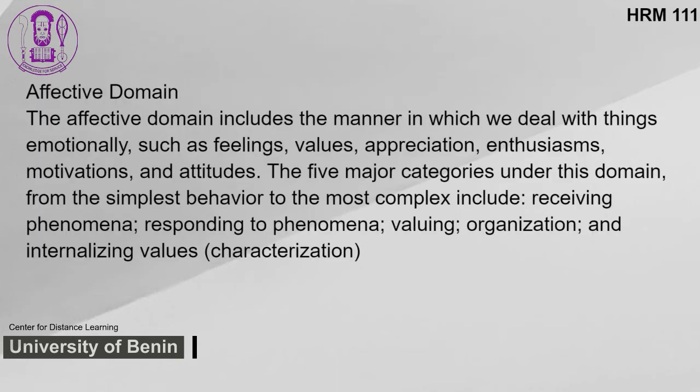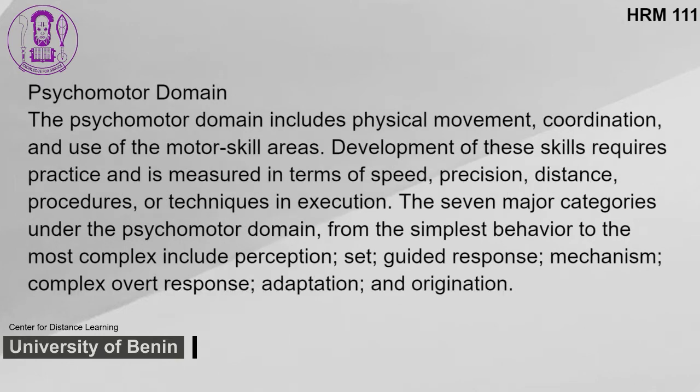Affective domain. The affective domain includes the manner in which we deal with things emotionally, such as feelings, values, appreciation, enthusiasms, motivations, and attitudes. The 5 major categories under this domain, from the simplest behavior to the most complex, include receiving phenomena, responding to phenomena, valuing, organization, and internalizing values. Characterization.